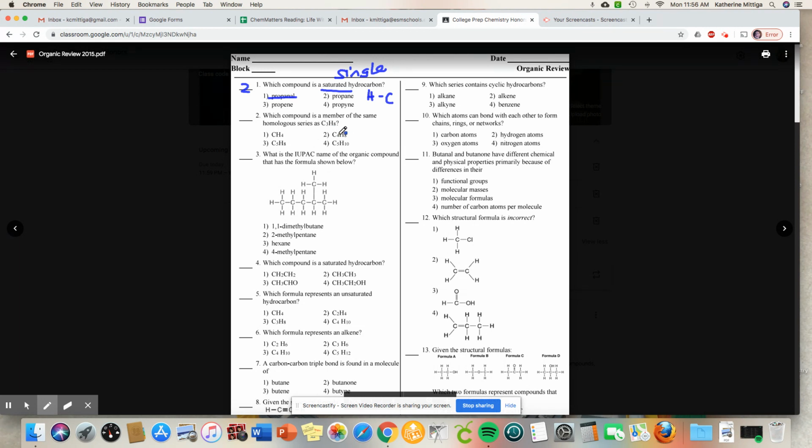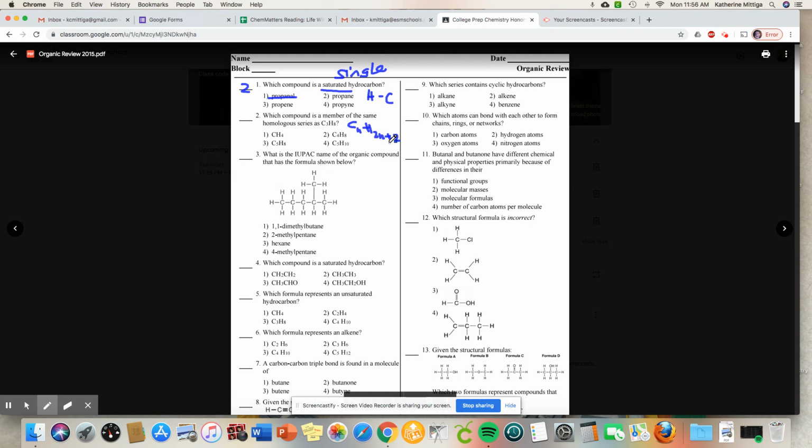Homologous series are found on table Q. Let's figure out the general formula. If n is 3, I have 2 times n, which is 6, plus 2 is 8. So this is CnH2n+2. That is called an alkane. So an alkane has all single bonds.